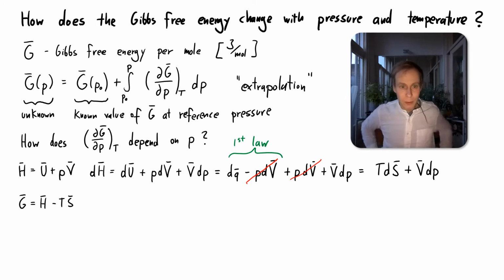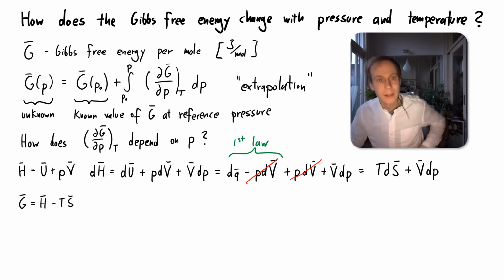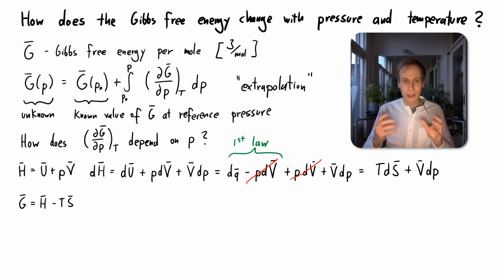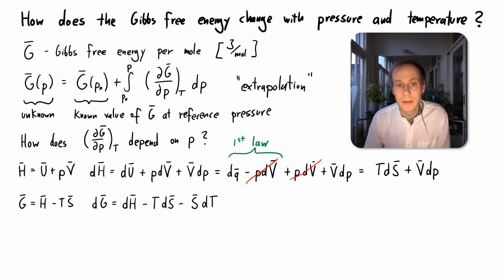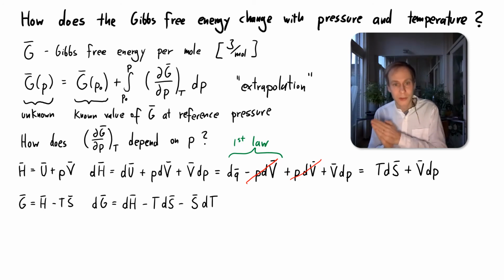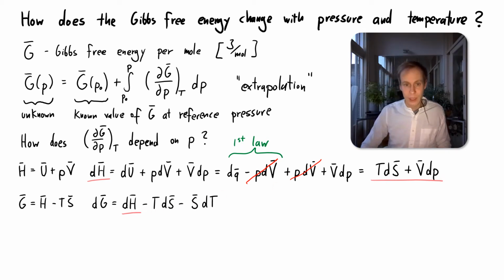Okay, so now back to the Gibbs free energy, G. We know the formula for Gibbs free energy is enthalpy minus temperature times entropy. Now I carry out again the infinitesimally small change of the Gibbs free energy, dG. That means dH minus d(TS). The product rule gives us minus TdS minus SdT. And with this expression, we can plug in the definition of the enthalpy, which we have obtained here for the enthalpy change.